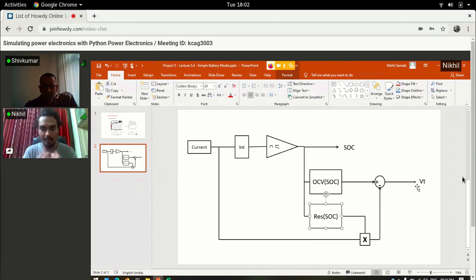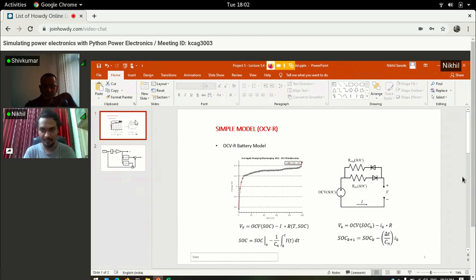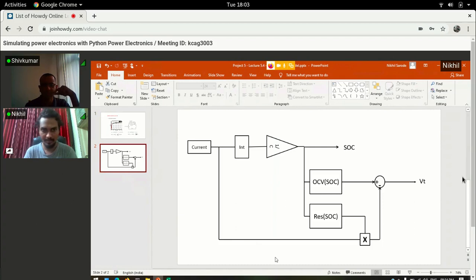So the first equation, I'm not sure if it's right. Can you go back to the previous slide? You see that the state of charge is equal to the initial state of charge minus the integral of the current divided by the capacity, right? So the initial charge is important. Now if you go to the next slide and see the first equation, you are integrating the current directly to achieve the state of charge.